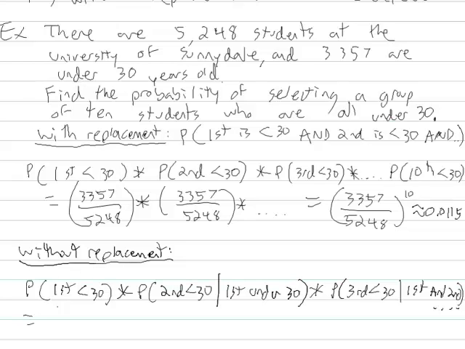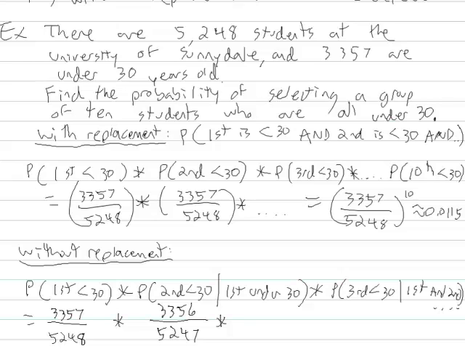probably the first is under 30. There's still the full population of 5248 to pick from, and there's still a full 3357 that are successfully under 30. But then the probability that the second is under 30, given that the first one was under 30, well, I've already selected the first one, so there's only 5,247 people left. And assuming the first one was actually under 30, there are no longer 3,357 students under 30. There's only 3,356 that are under 30.